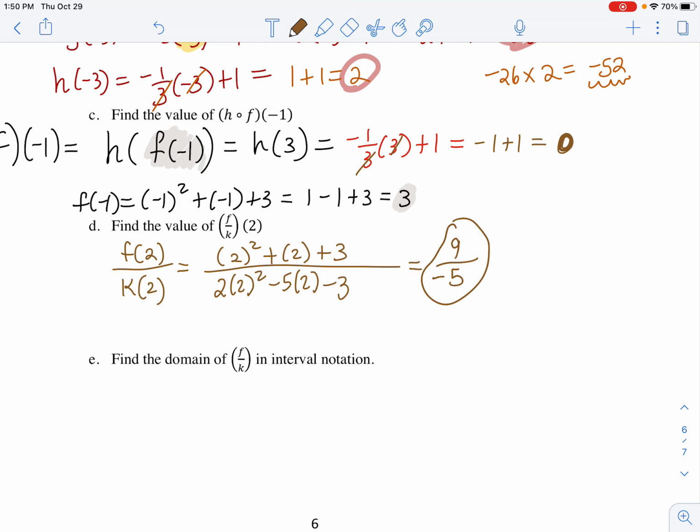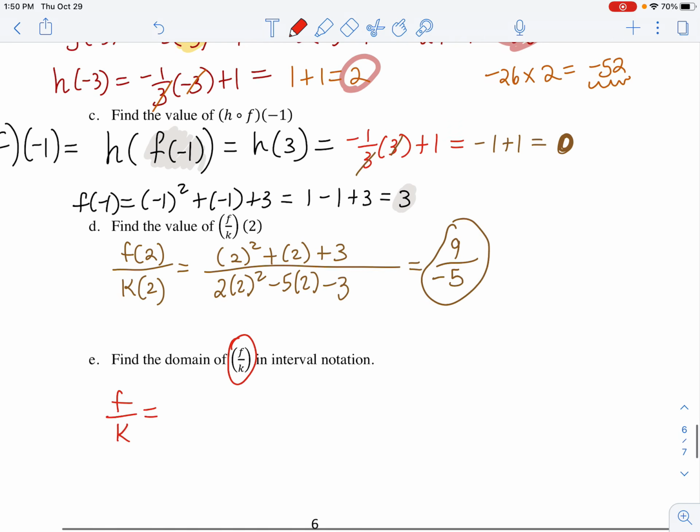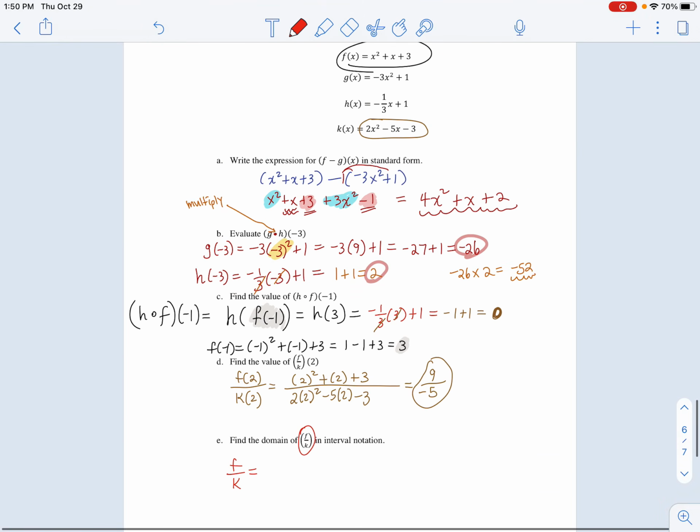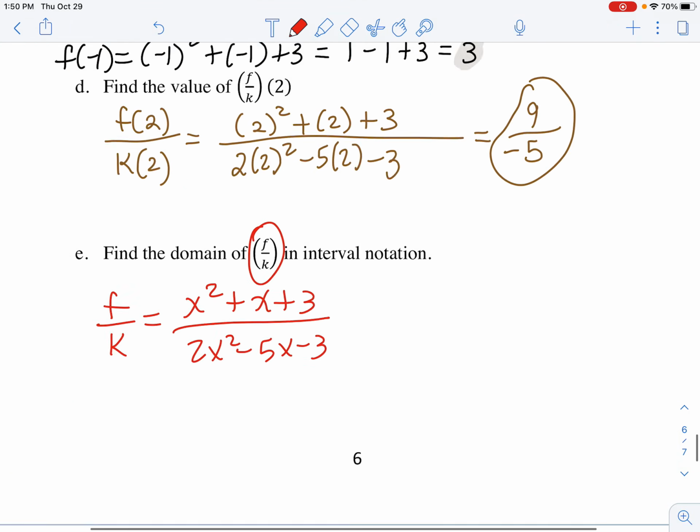Now, the last one is a little bit more confusing: domain. This is a nice review problem of what we did in section 1.3 when we did domain of rational functions. Let me first write down what f over k is. F over k is equal to, f is what? Sorry, I zoomed out a lot. X squared plus x plus 3 is on top of the fraction. Denominator is k, 2x squared minus 5x minus 3.